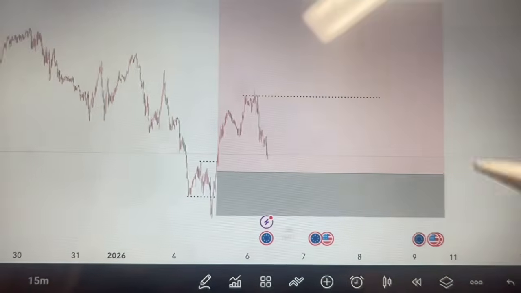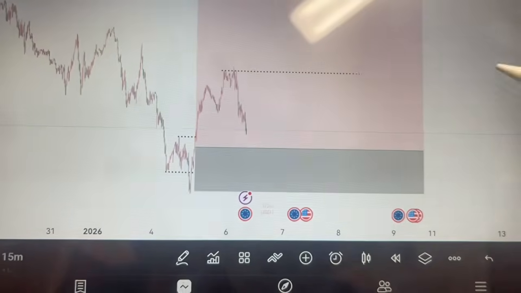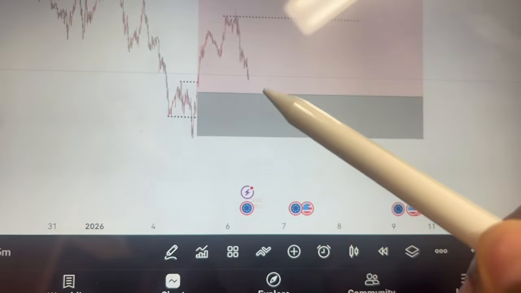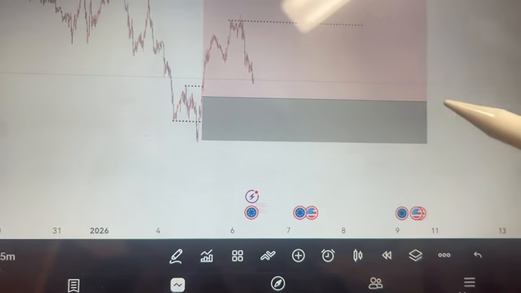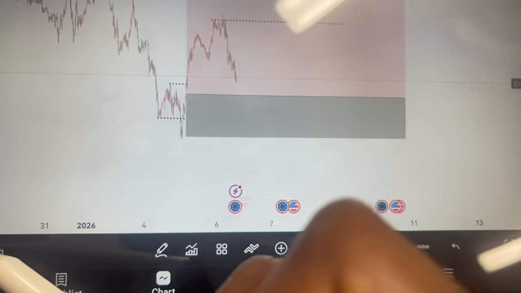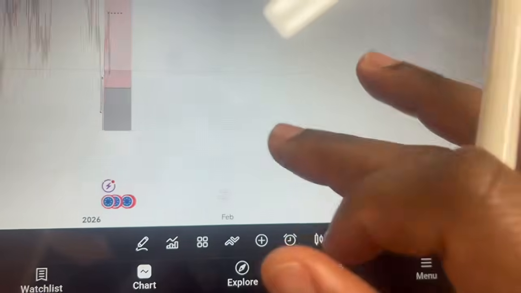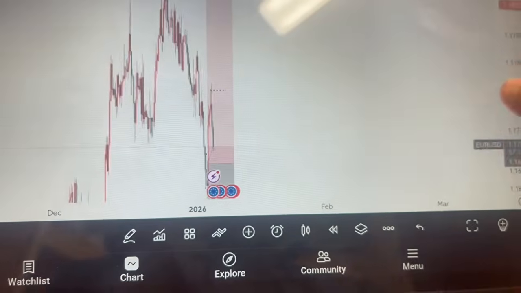This is my trade on Euro USD currently. There is a liquidity sweep, a change of character, and there's a fair value gap. Price has not tapped me in yet, but let's talk about why I am taking this trade on Euro USD. Now on Euro USD, we are bullish on the 4 hours time frame.